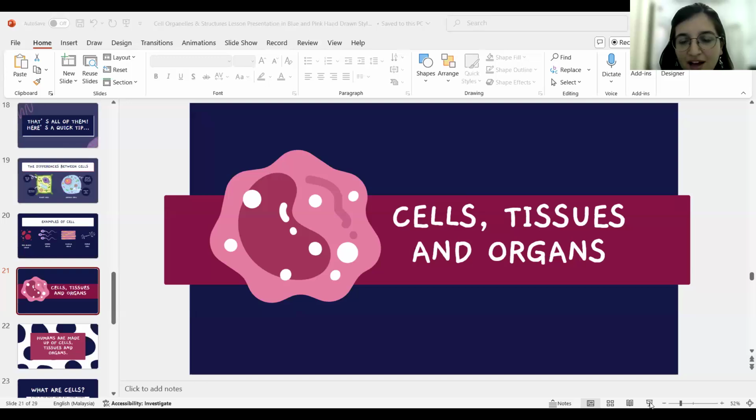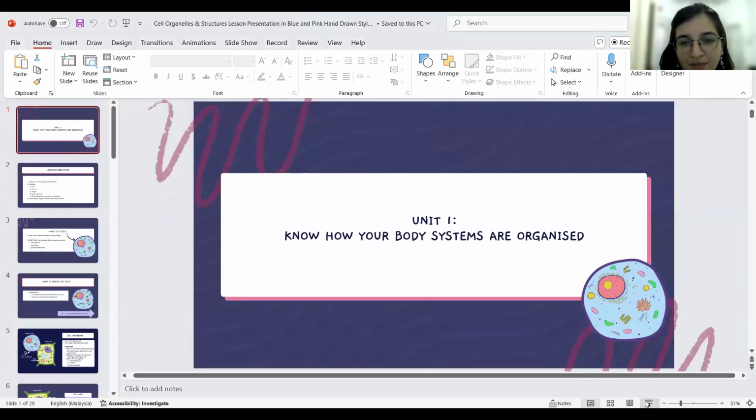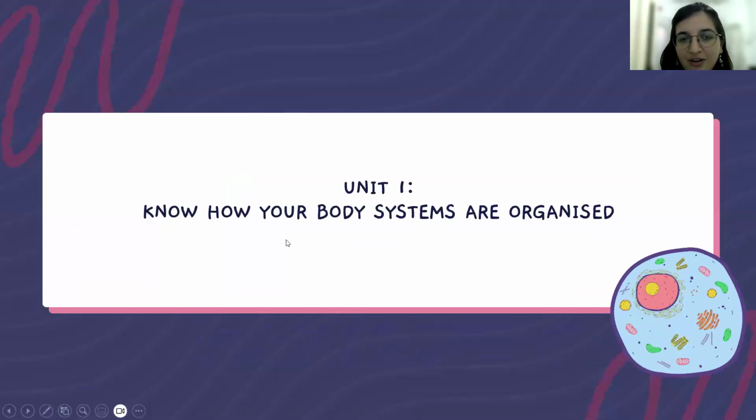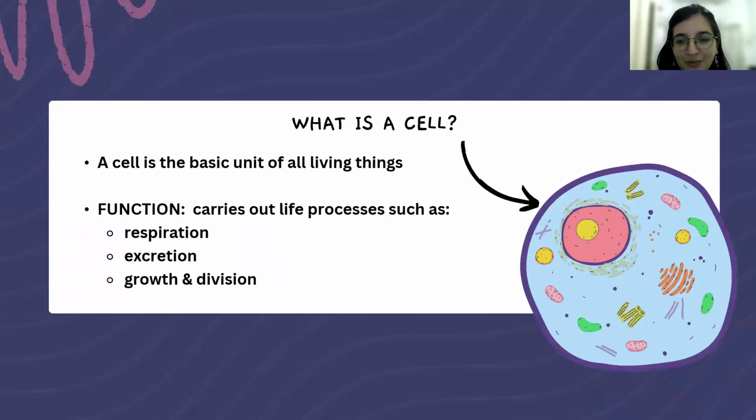In the meantime, I will give a recap of what we studied so far. Okay, here's a 1 minute recap. So we're learning how your body systems are organized. We went through the structure of a typical cell. So we went inside the cell. We learned what a cell is, the basic unit of all living things. And we learned the function of the cell.